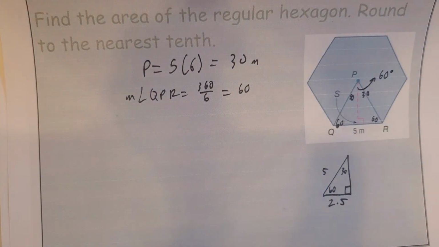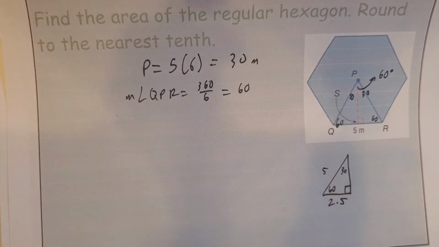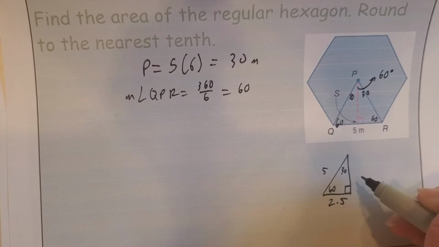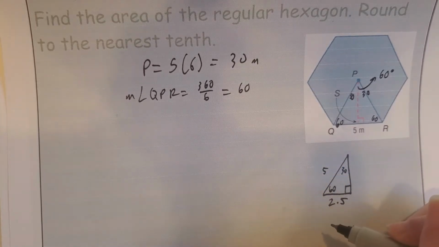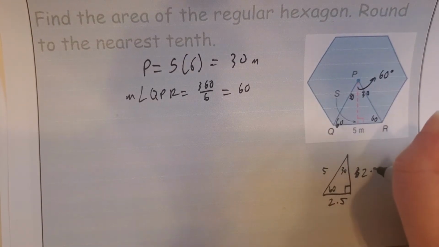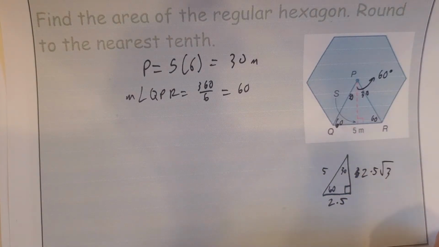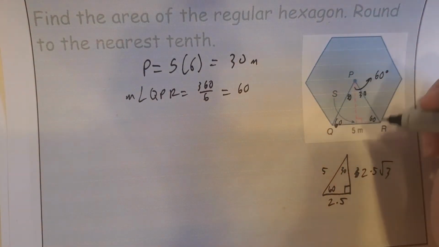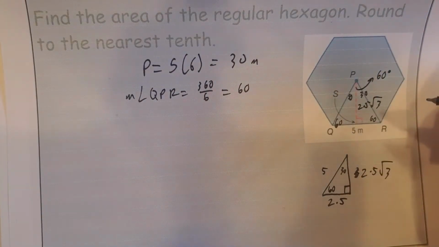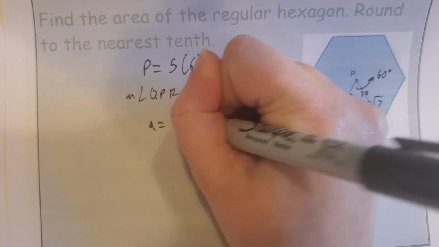The important thing is that we're using our 30, 60, 90 rules. The 30, 60, 90 rules are all in terms of your short leg, which is right here. And your long leg, which is opposite the 60, is your short leg times root 3. So your long leg here is going to be 2.5 times root 3. And if you go back to the picture, that is PS, which is our apothem. I'm going to make another separate note of that.